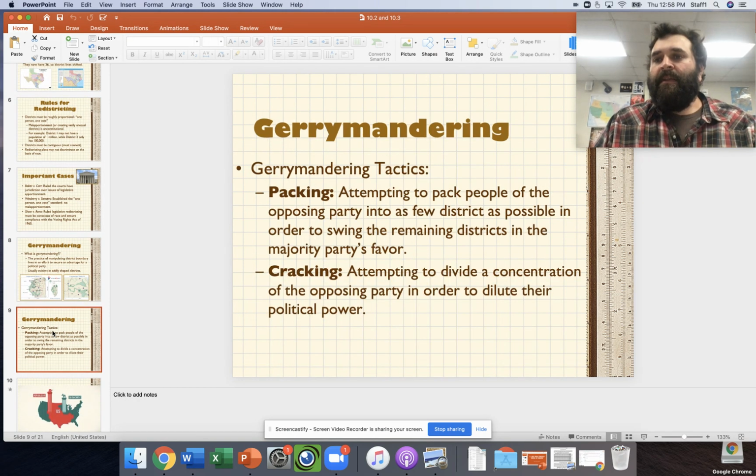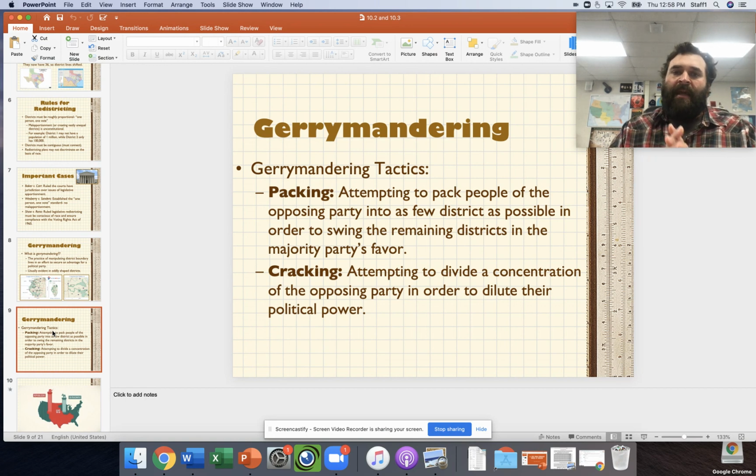Well, it's a problem because what can happen is that the political party that is in power in the state at the time is the one who gets to make these decisions about how district lines are going to be drawn. So if the Democratic Party is in control in a certain state, they can divide these lines to favor Democrats. It's really tricky, but these are the tactics that are used.